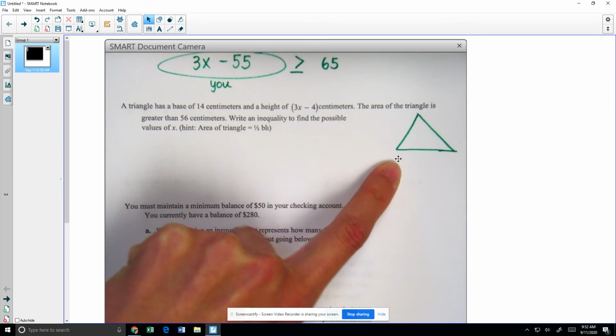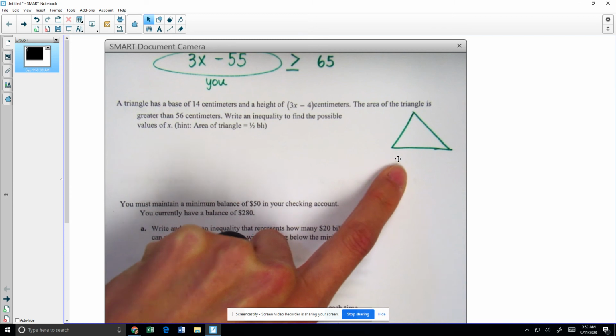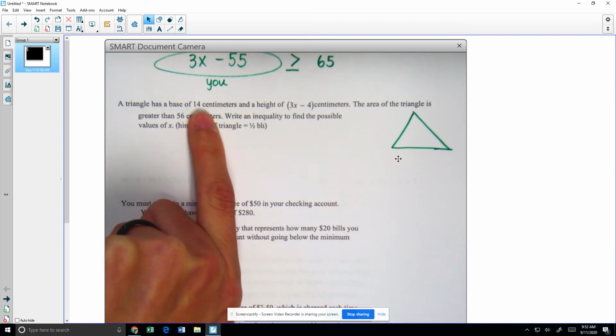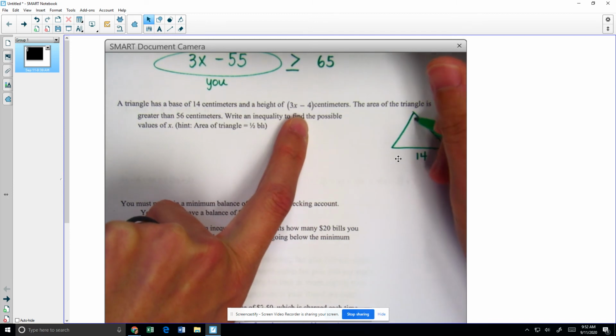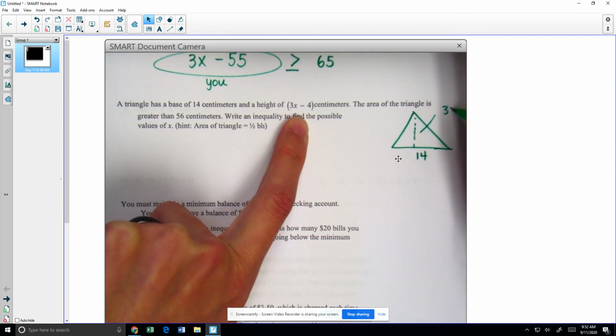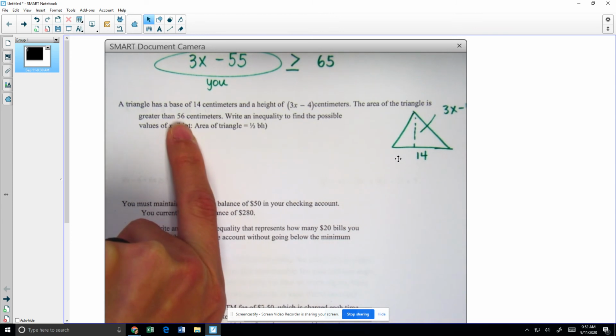Maybe if you don't know what you're doing because it's just a lot of words, maybe you can draw the situation. The triangle has a base of 14. Base means bottom, so that's 14. And a height, so here's my height, of 3x minus 4. The area is greater than 56.